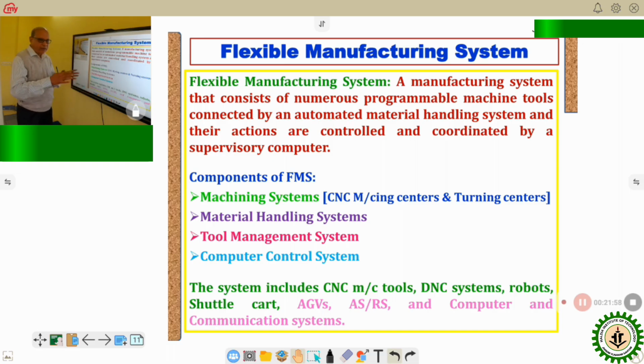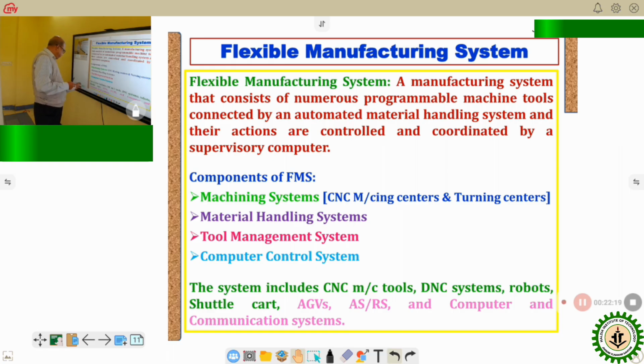Robotic system for the material transfer. Additionally, there may be shuttle cart AGVs. AGVs is the acronym for Automated Guided Vehicles. I will explain a little bit. ASRS stands for Automatic Storage and Retrieval System, and obviously the Computer and Communication System.